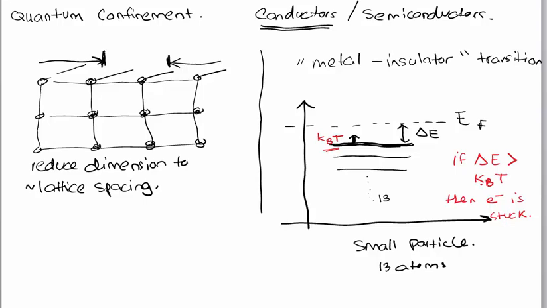in the valence band. It can't go up to the conduction band, it can't conduct, and it behaves like an insulator. So this is how we get a metal to insulator transition, by simply making the particle smaller and smaller until such a time where the delta E becomes big enough that kBT no longer is enough energy to get that electron to hop. All right, so that's in metals. So now let's look at semiconductors.